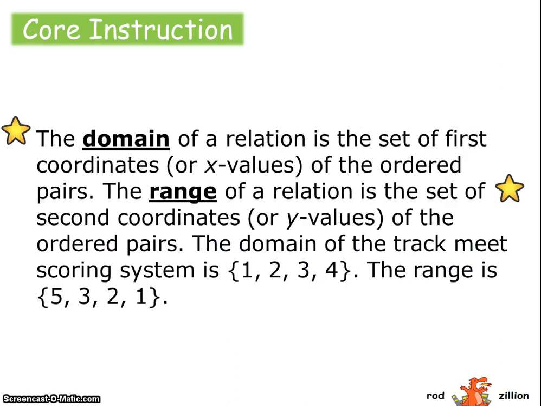So in addition to identifying relations, we need to be able to identify the domains and ranges. So the domain of a relation is the set of first coordinates. In other words, it's all the x values of the ordered pairs. In addition, the range of a relation is the set of second coordinates, or the y values of the ordered pair. So the domain of the track meet scoring system is 1, 2, 3, and 4, all the x values, and the range is 5, 3, 2, 1, all the y values.